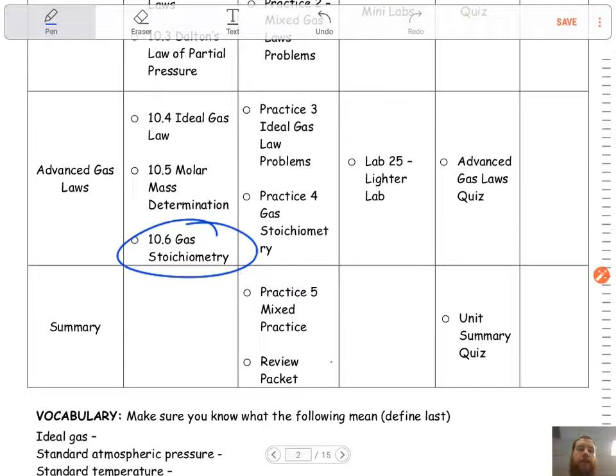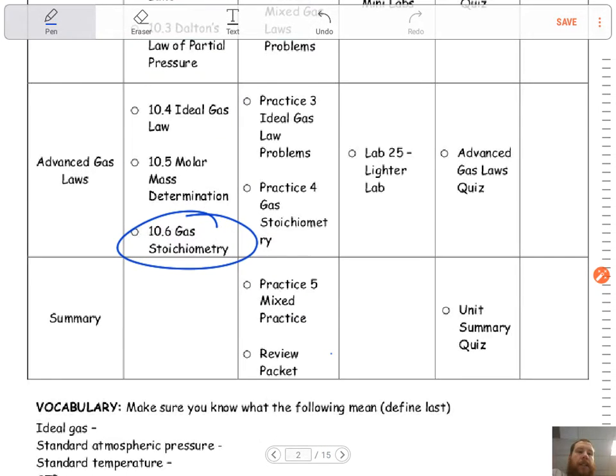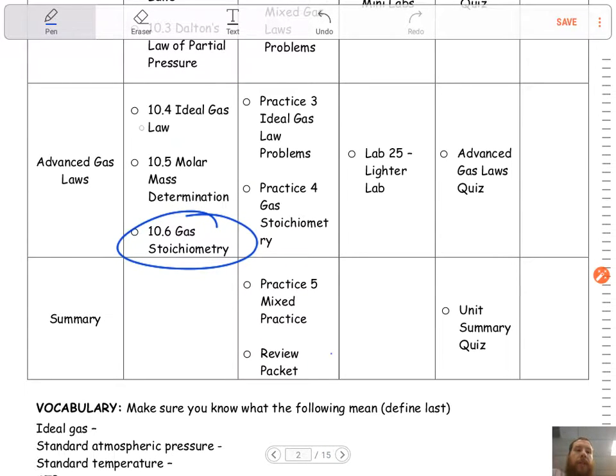Hey guys, this is video 10.6. We're going to be talking about gas stoichiometry. So this is applying stoichiometry now to gases. It's kind of a review, and there's a couple big things that we'll talk about on how this differs from molar mass determination and ideal gas law.